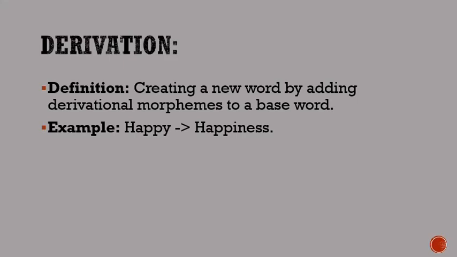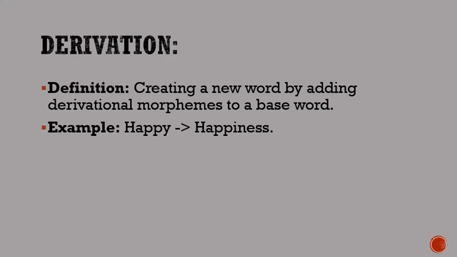So this indicates the number of cats that are present there. But in the case of, say, the word happy and happiness, in this case we are adding the suffix -ness, but there is no change in the number or tense of the word. It just changes the category of the word, the part of speech of the word. So this is called a derivational morpheme.